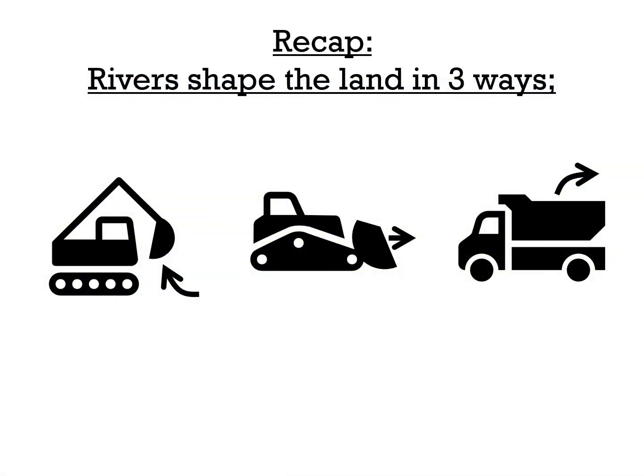And a brief recap. Rivers shape the land in 3 ways. The first one, erosion, when material is removed from the bed and the banks. The second one, transportation, when that material is carried away by the flow of the river. And the third one, deposition, when that material that's being carried is put down.